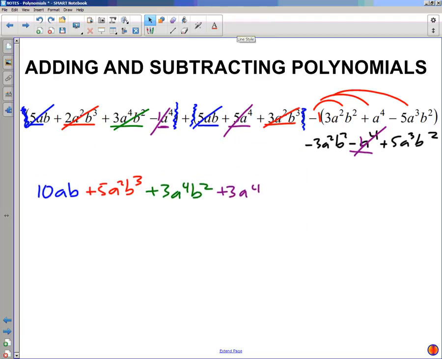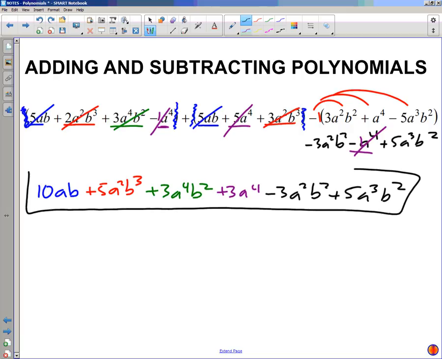So this is a pretty messy solution, but as far as we're going to be able to take it. So we've got a negative 3a squared b squared and a positive 5a cubed b squared. Let's do a quick check and make sure that I didn't miss anything that can be combined, but no, I'm not seeing anything. So this would be our final answer, kind of a mess. But keep in mind, all we're really doing is distributing some negatives and combining some like terms.